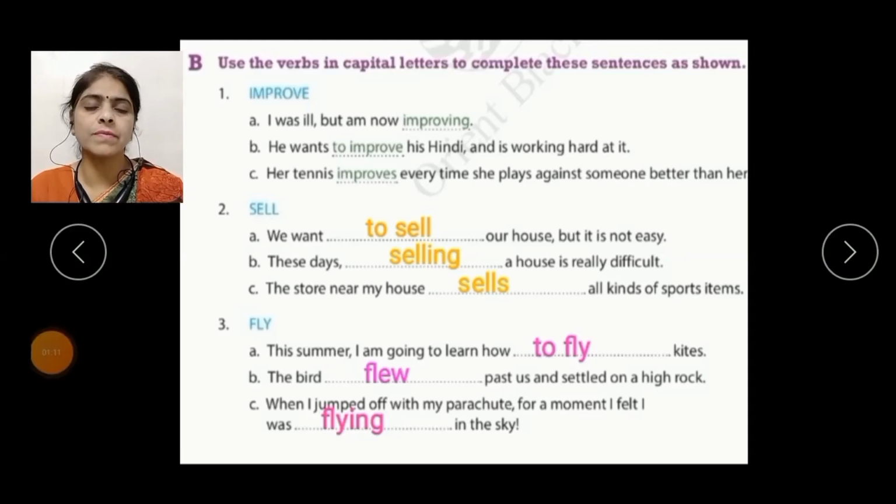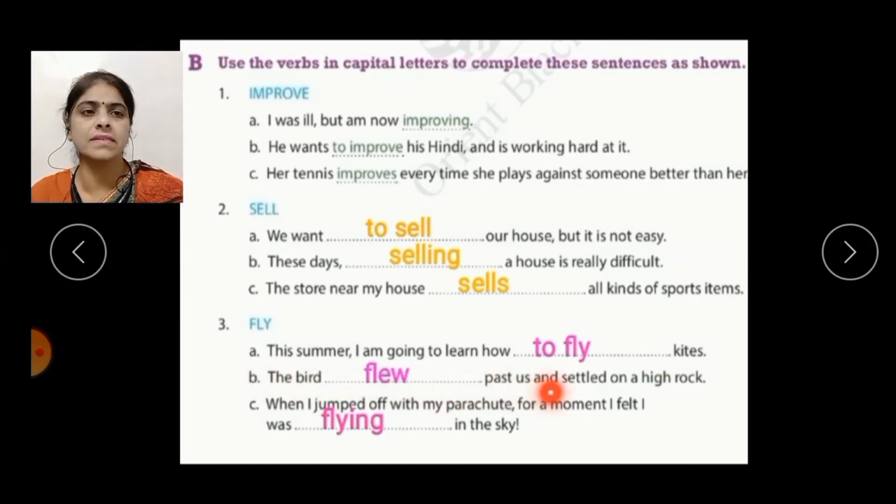After sell, the next verb which we are having, that is fly. So the first sentence of it is, this summer I am going to learn how to fly kites. In this sentence, to fly is the non-finite verb. Now let's have the next one. The bird flew past us and settled on a high rock. In this sentence, flew is a finite verb as it is used according to person, number or tense. Now next is, when I jumped off with my parachute, for a moment I felt I was flying in the sky. In this sentence, flying is non-finite verb.